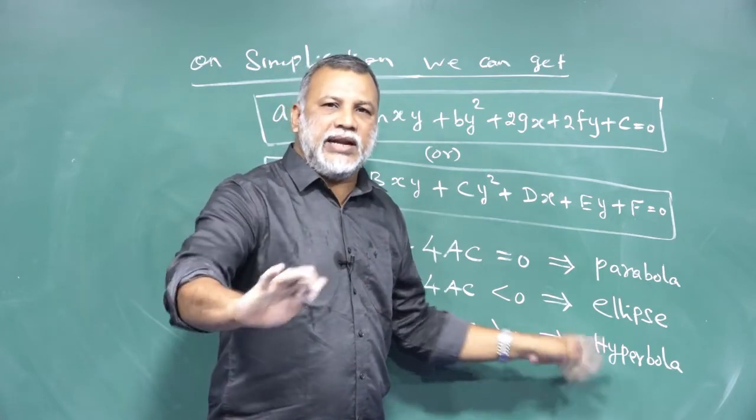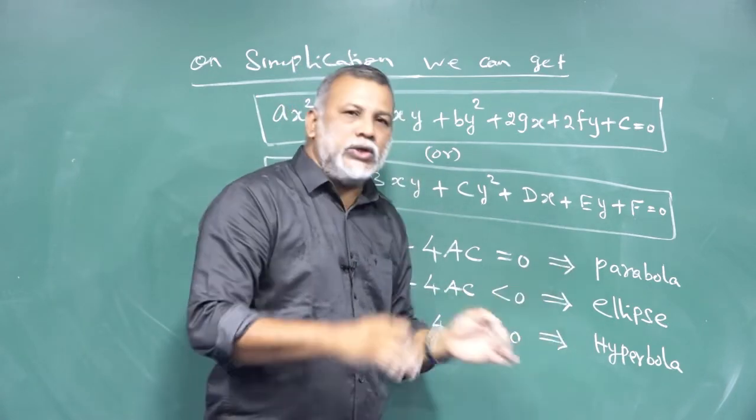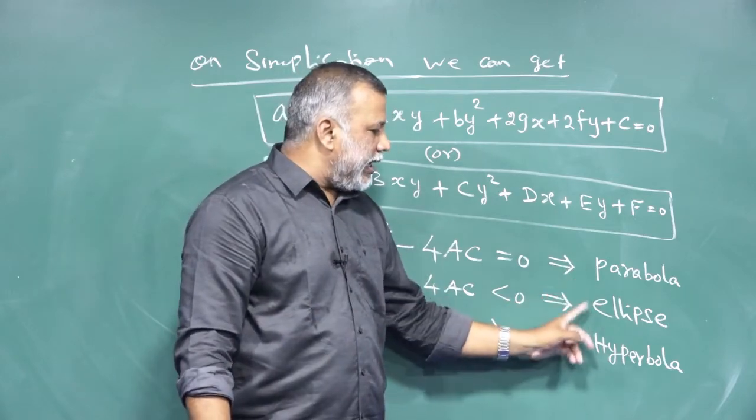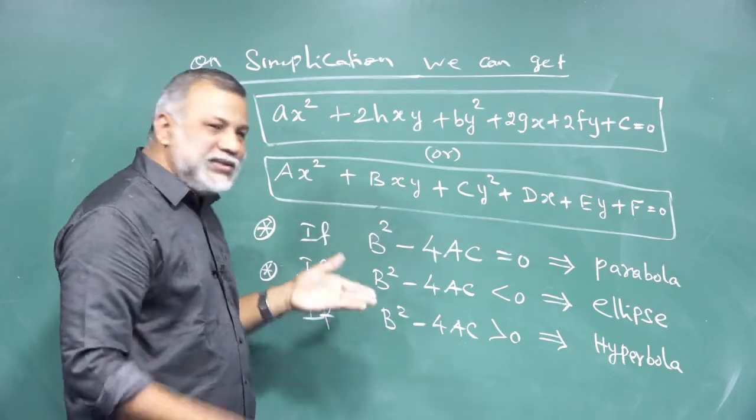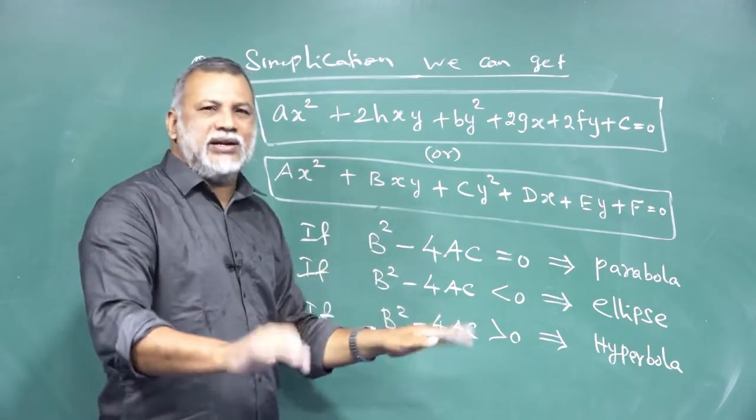We already studied about the circle. So now we are going to newly learn about a parabola, ellipse and hyperbola. This is the general second degree equation. If these are the conditions, we are going to see all these conditions when we are working out the problems.